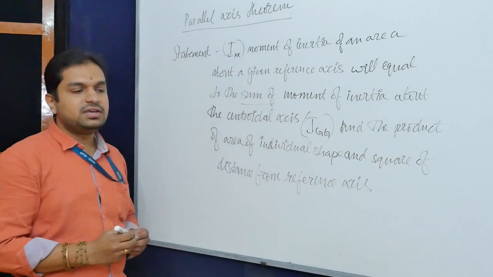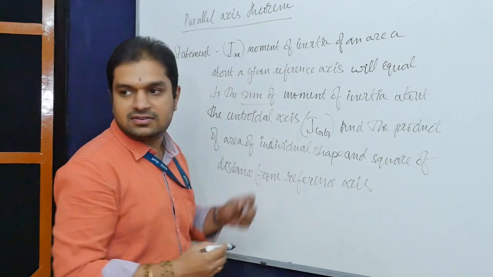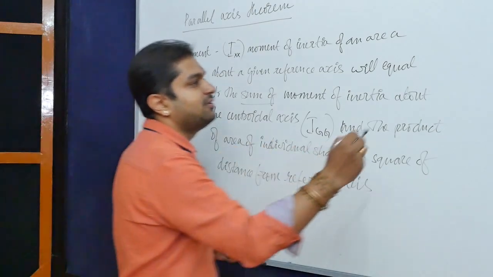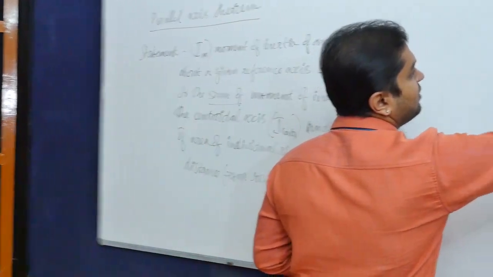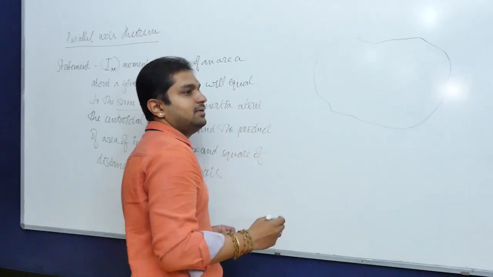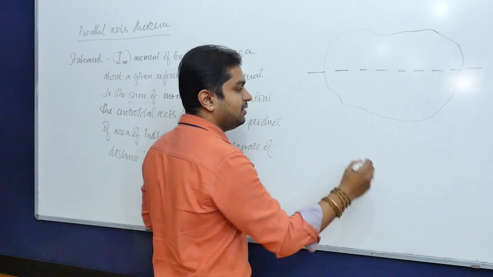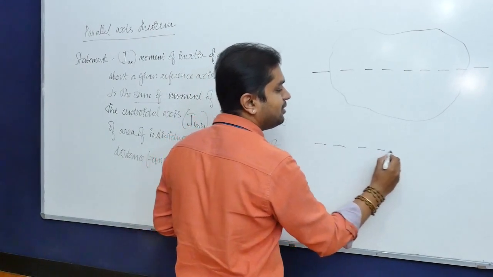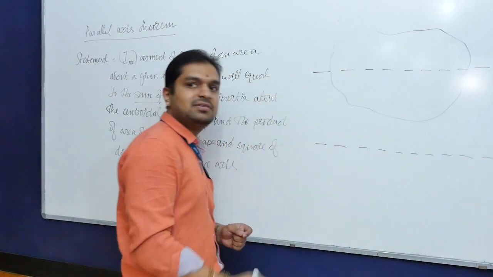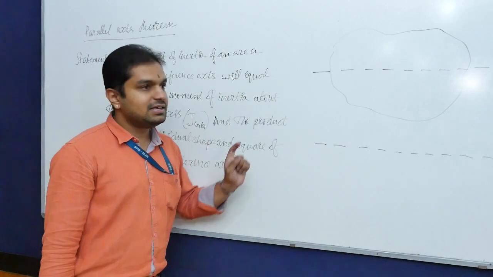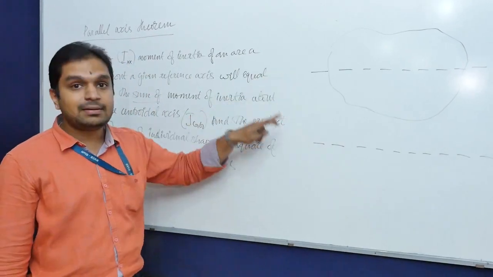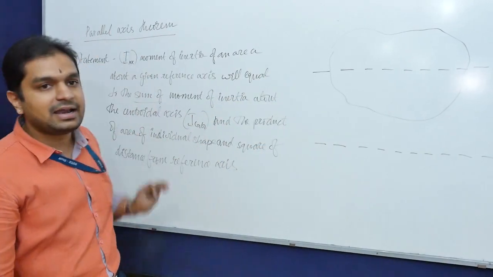So let us try to represent this in a pictorial format. Here we consider one complex area, and the centroidal axis passes through it at one particular location. We want the moment of inertia about a reference axis which is away from the centroidal axis. The important thing to note is that both of these axes are parallel to one another. That is where the parallel axis theorem is justified.